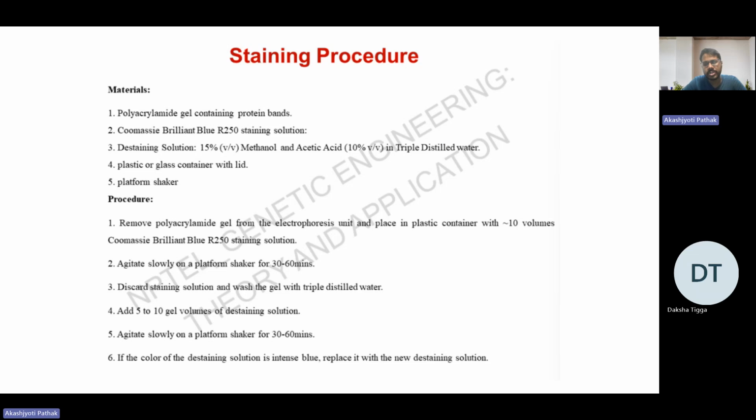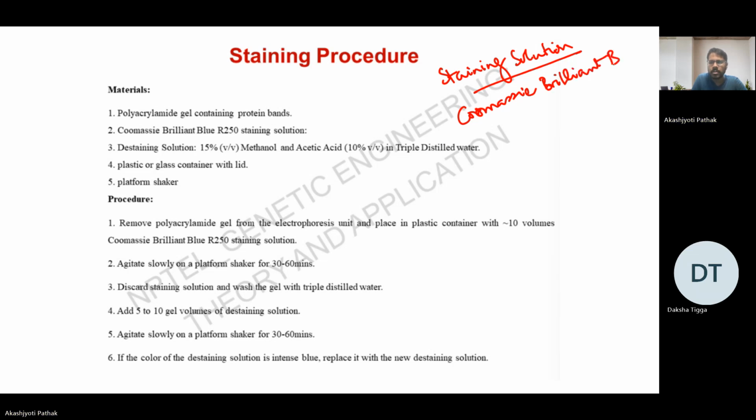So what is the staining procedure? Once you take out the gel, what is the next step? You take out the gel in a box, and then you add the staining solution to it. What are the components present in a staining solution? Remember, your staining solution will have a staining dye. What is the staining dye? It is Coomassie Brilliant Blue R250. This will stain your protein sample.